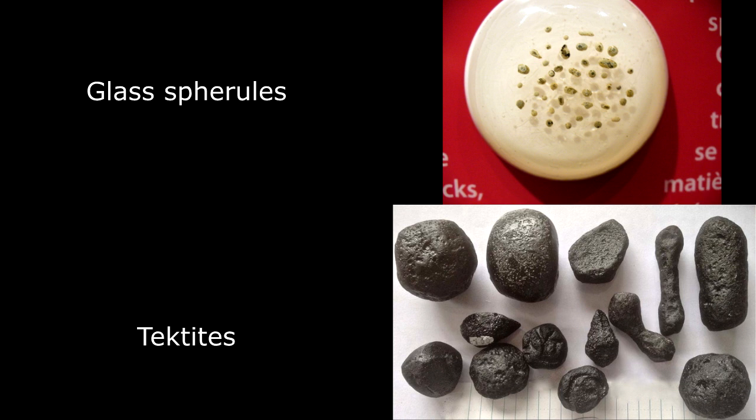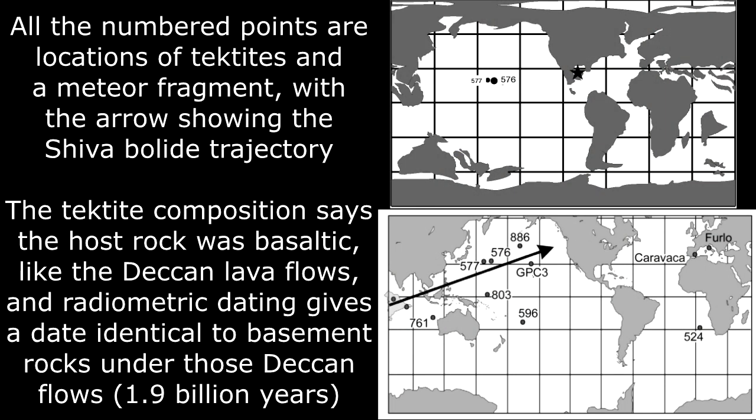I've got a few tektites at home. They're shiny and black and they look a bit strange. But the importance of these tektites is that they preserve the host rock's chemical signature, because it's effectively the host rock melted and then frozen again as glass.